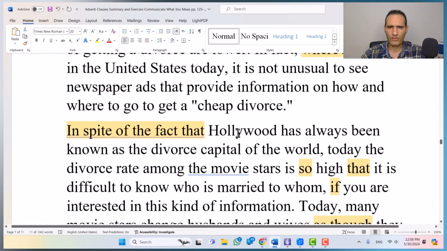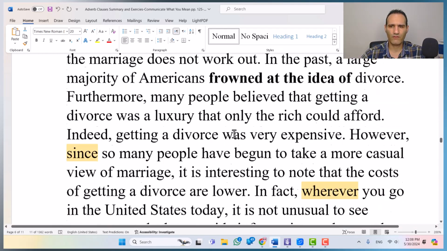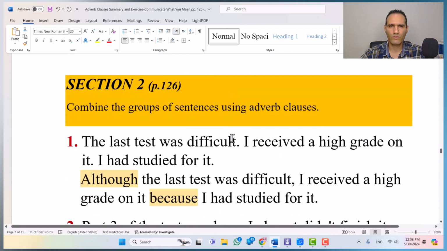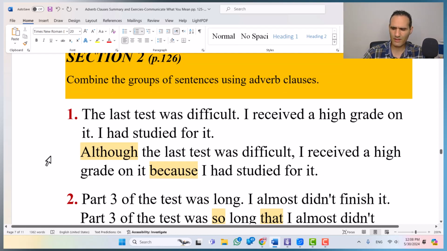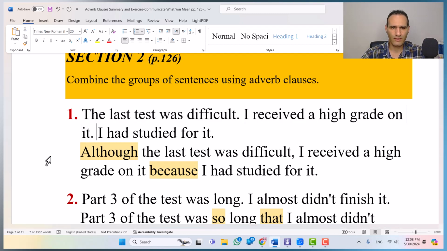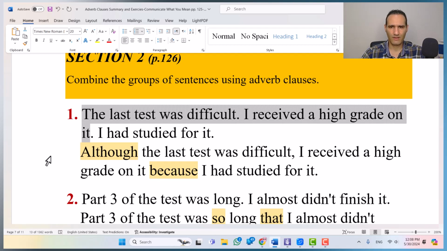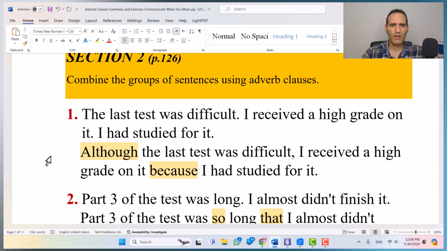Okay, so this was just a review on the types of adverb clauses. I guess it was not that difficult for us. We will head for page 126, section 2, combine the groups of sentences using adverb clauses. It says, the last test was difficult. I received a high grade on it. I had studied for it. So you see, these two clauses have a contrast between them. So we say, although the last test was difficult, I received a high grade on it because or since I had studied for it.